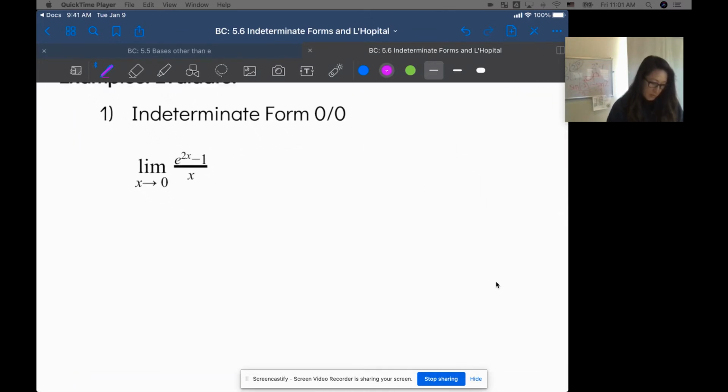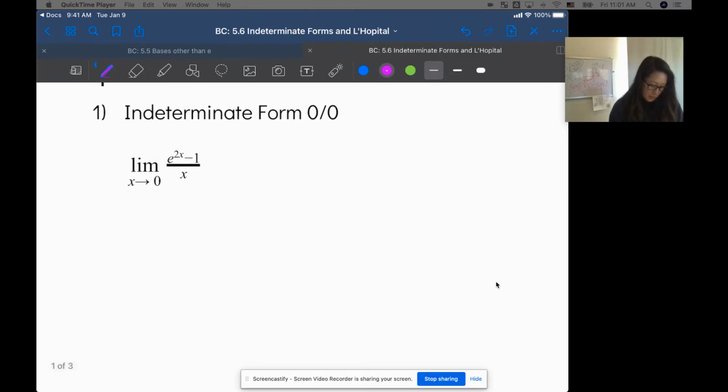So here's the indeterminate form, 0 over 0. This is what we do, is we apply direct substitution, okay? So e to the 0 minus 1 over 0. So I get 1 minus 1 over 0, which is 0 over 0. So I see that what I end up with is the indeterminate form. So I can just leave that 0 over 0. And then what I need to say is I'm going to apply L'Hopital's rule, or apply L'Hopital, okay?